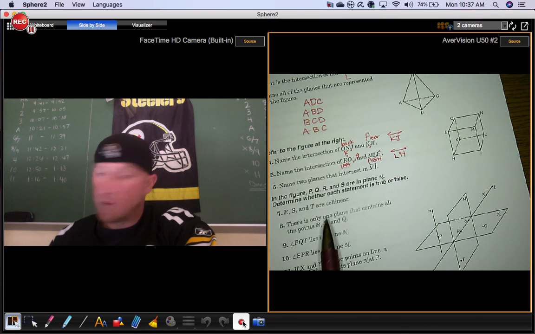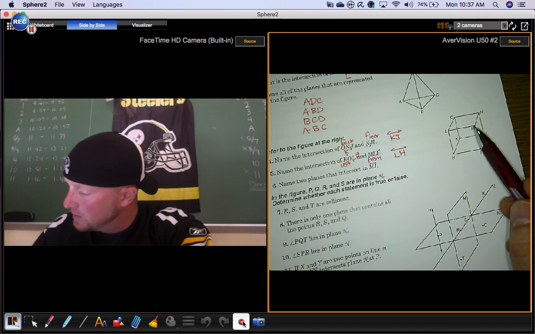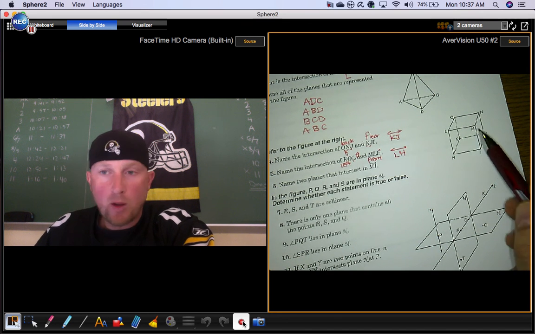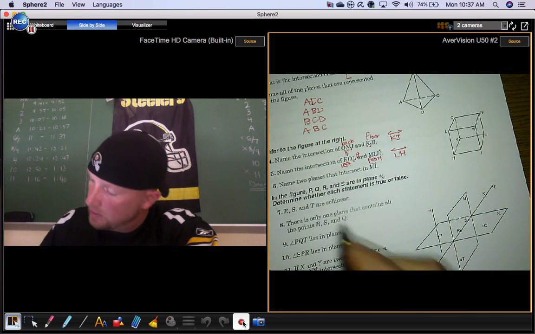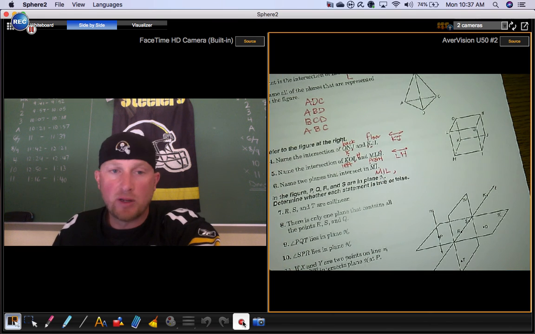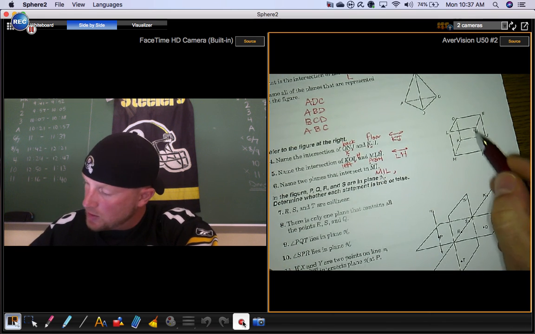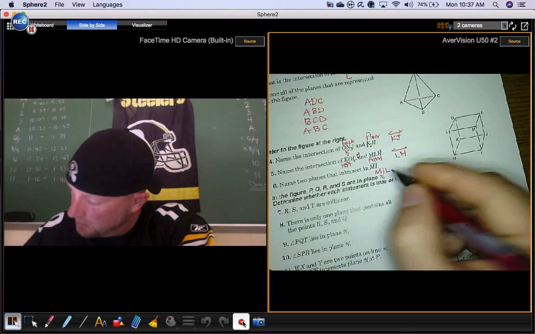Okay, let's go backwards with it now. Can you name two planes that intersect at line MI? So here's line MI. What plane is line MI on? It's on the front. I'll call it MIL. That's the front plane. And this line is also on the plane that's to the right. We'll call that plane MIN, maybe.